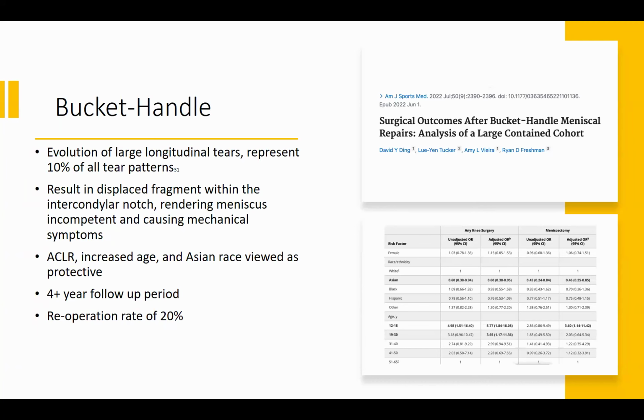The overall failure rate in this cohort was 20%. Concomitant ACL reconstruction and Asian race, unclear why, were deemed to be protective factors. Interestingly, the 12 to 18 age group had a 3 to 5 times odds ratio, which was statistically significant, of subsequent meniscectomy and any knee surgery during the follow-up period. Meanwhile, those aged 18 to 30 had 3 times higher odds of ipsilateral knee surgery of any kind during the follow-up period. This is likely secondary to the increased physical demands, whether athletic or occupation-based, encountered by those below 30. 10 plus year follow-up results would have been interesting to analyze to compare the different cohorts.